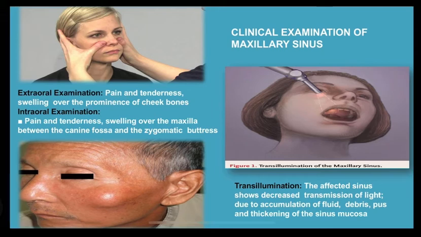The clinical examination of the maxillary sinus. First, we have extraoral examination and intraoral examination. The extraoral examination includes pain and tenderness. Here we have tenderness and swelling over the prominence of the cheekbones. In the intraoral examination we also have tenderness and swelling over the maxilla between the canine fossa and the zygomatic buttresses. And here we have transillumination. The affected sinus shows decreased transillumination of the light due to the accumulation of fluid, debris, pus, and thickening of the sinus mucosa.